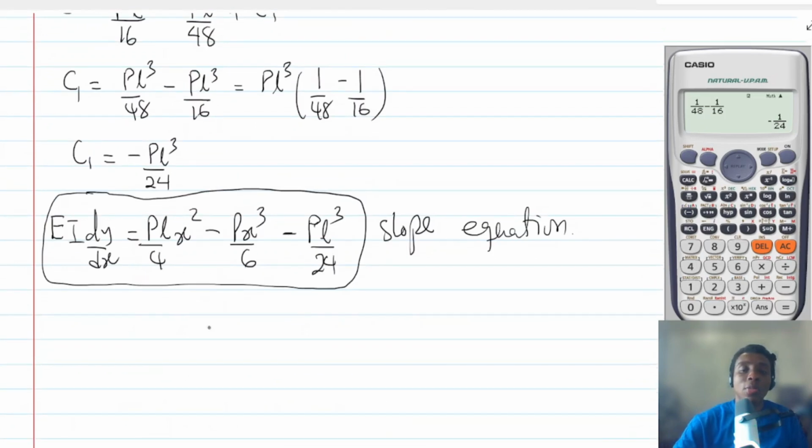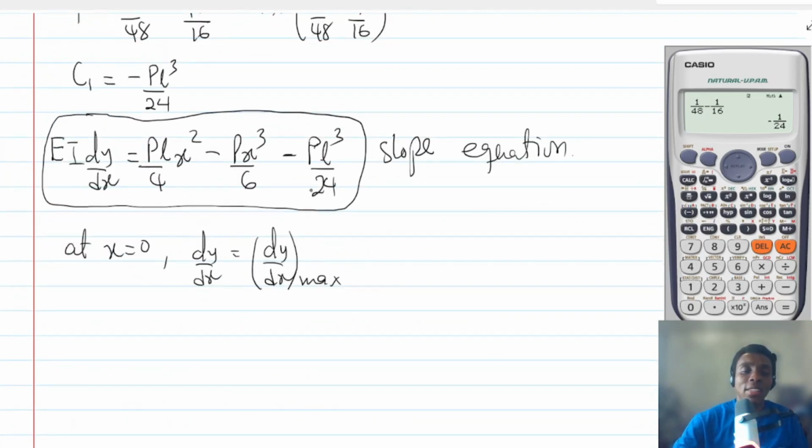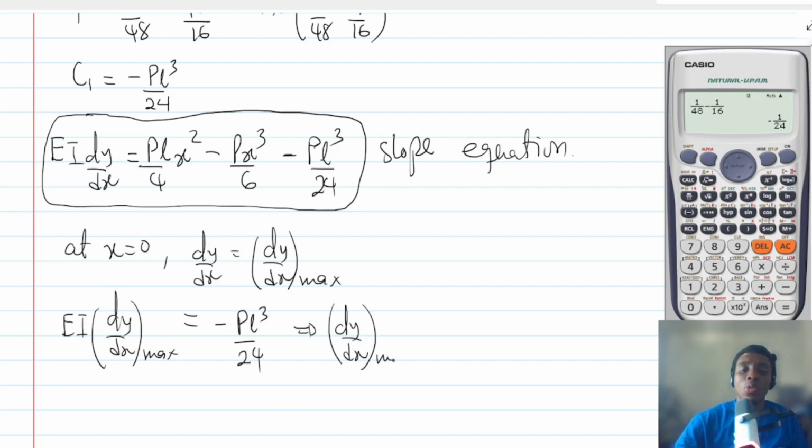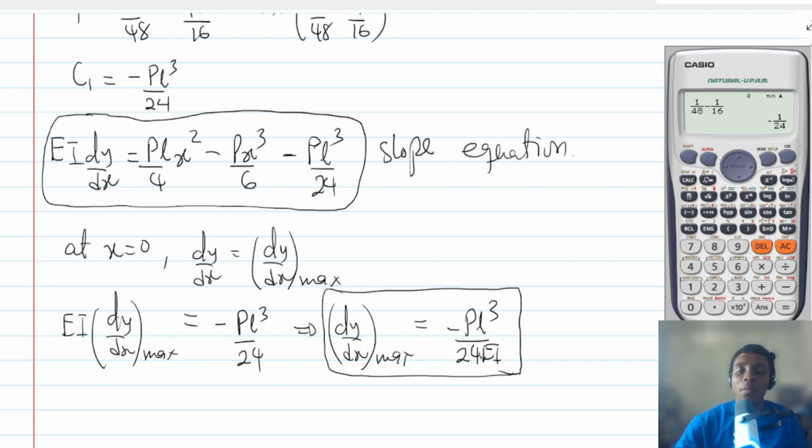So if I want the maximum slope, I will say that at x equals 0, dy/dx is equal to maximum. Therefore, I can just go ahead and say that EI dy/dx maximum will be 0. I'll put 0 here. So the final answer is going to be minus PL cubed over 24. Meaning that the formula for finding the maximum slope is given by minus PL cubed over 24 EI. That's all, where P is the load.